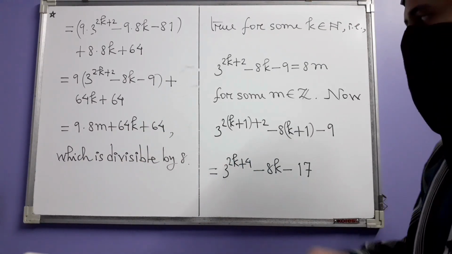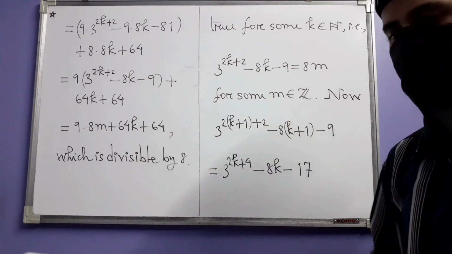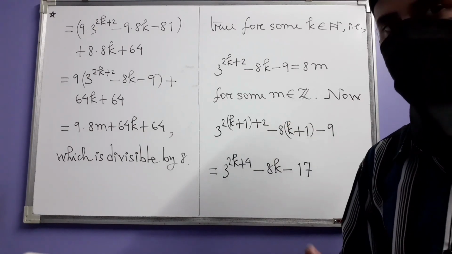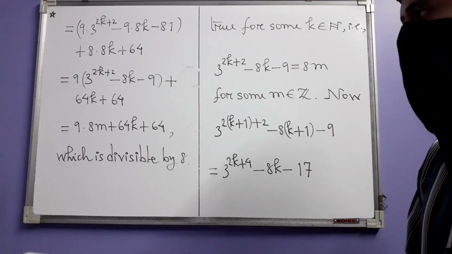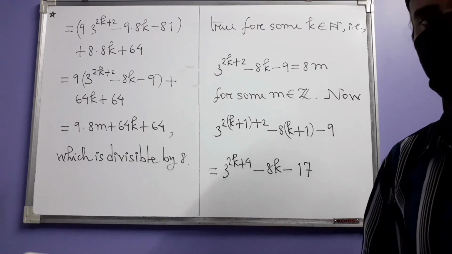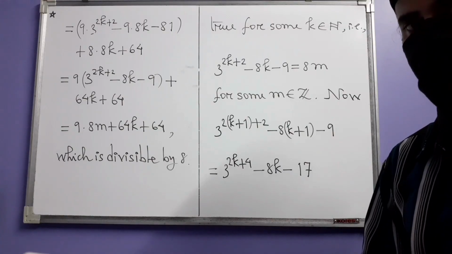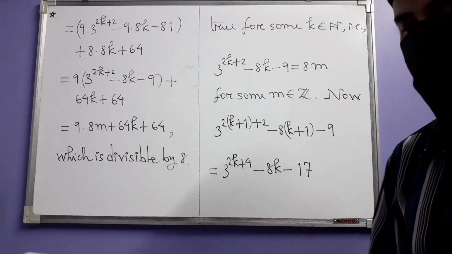So that means our statement is true for n equal to k plus 1 based on its supposed truth for n equal to k. So by the principle of mathematical induction, the statement is true for all natural numbers n.